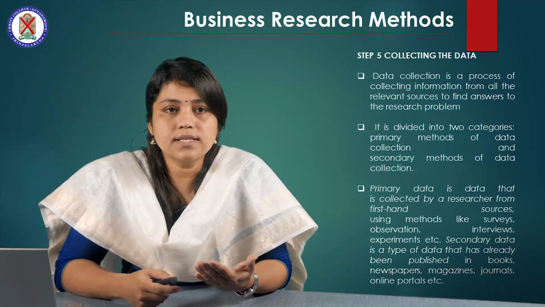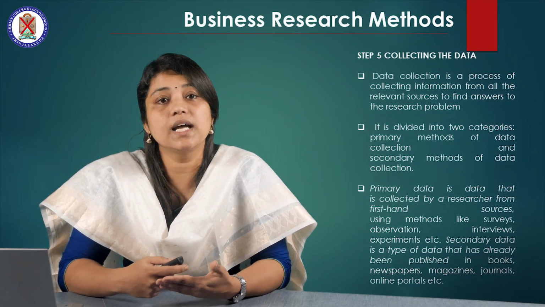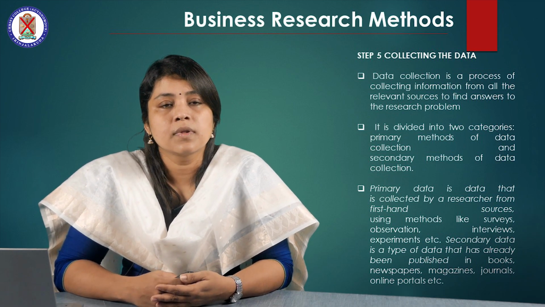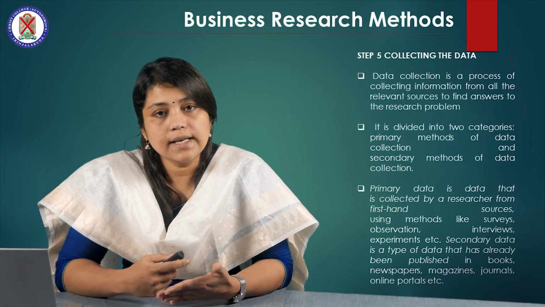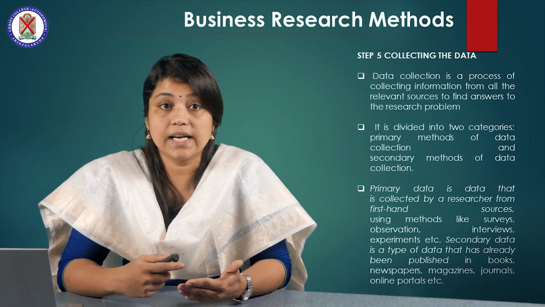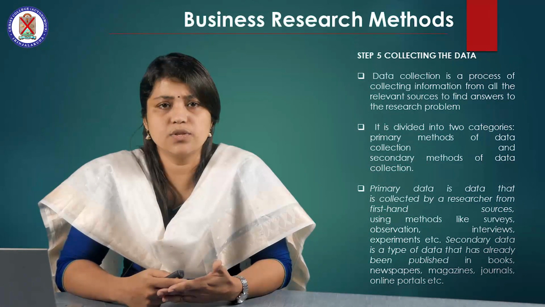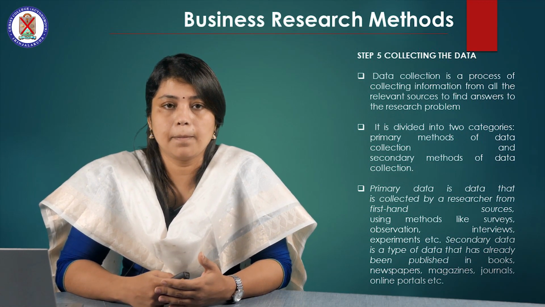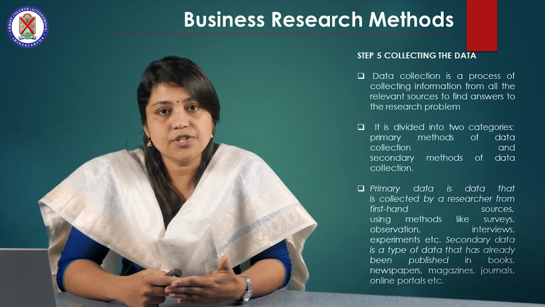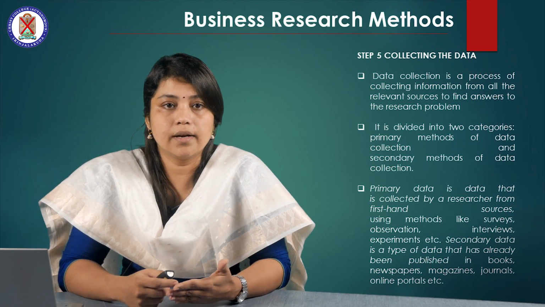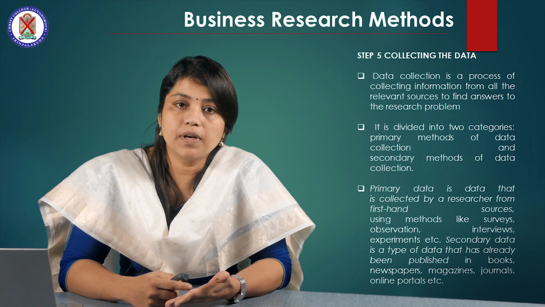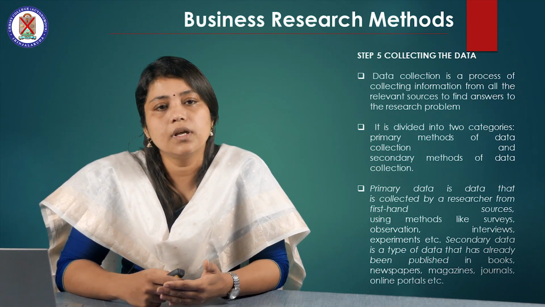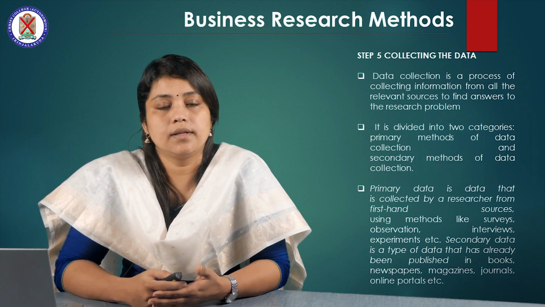Let's move on to another step, that is the fifth step, collecting the data, that is execution of the project. As we all know, data collection is the process of collecting information from all the relevant sources to find answers to the research problem. Basically, the data collection methods can be divided into two categories, that is primary method of data collection and secondary method of data collection. So what is primary data then?